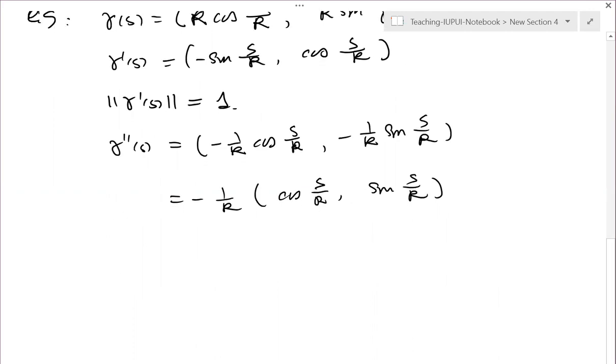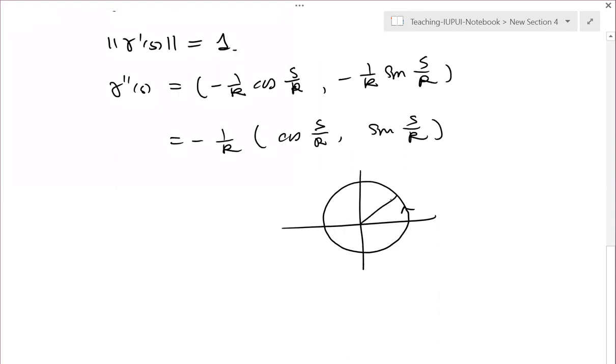Let's look at the picture. This is a circle, and the radius is R. Then I find out the so-called curvature, the length of the second derivative, is going to be just 1 over R. It points in that direction, and the length is going to be 1 over R. So the curvature is going to be 1 over R.